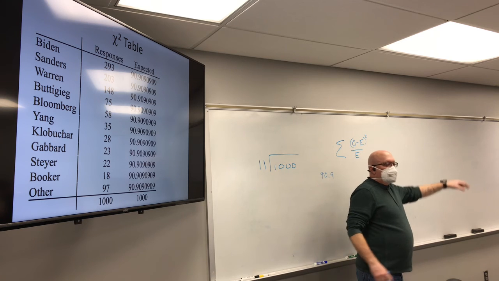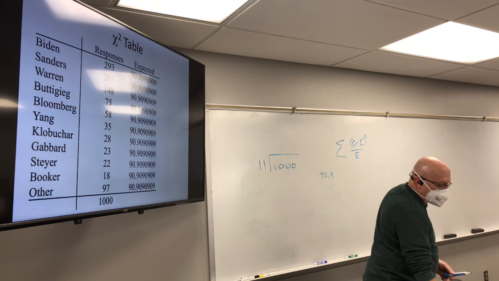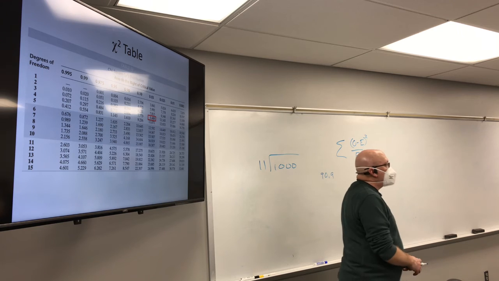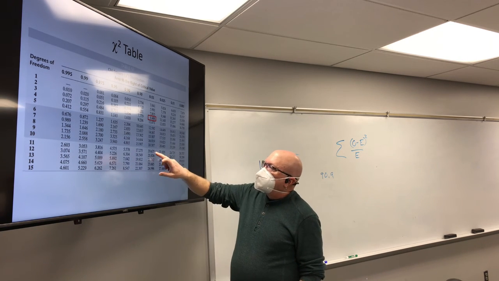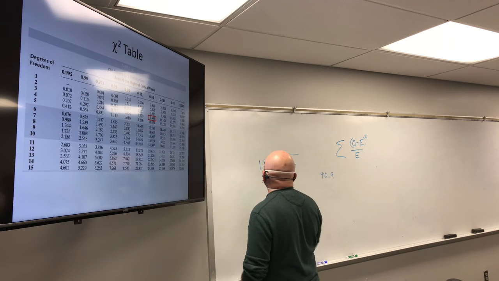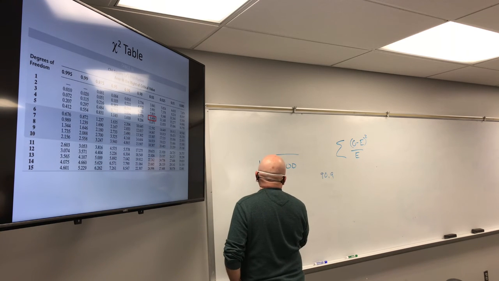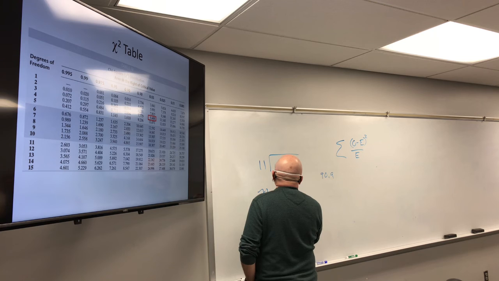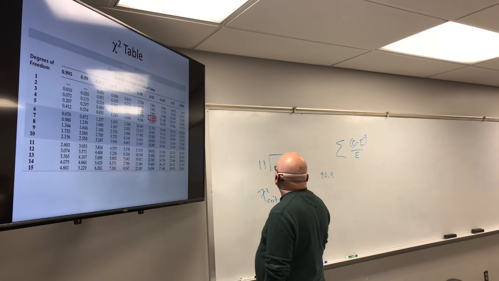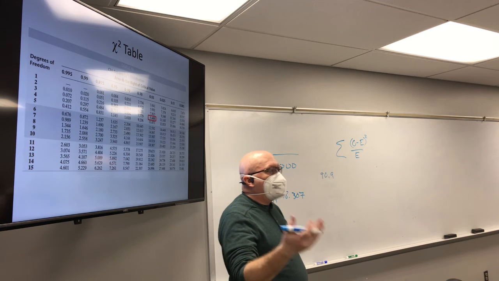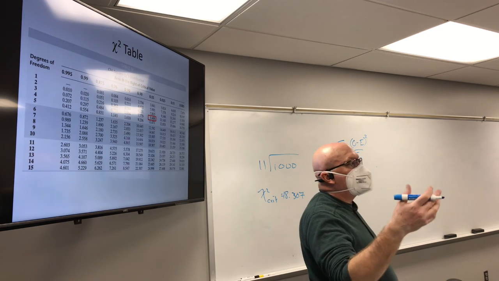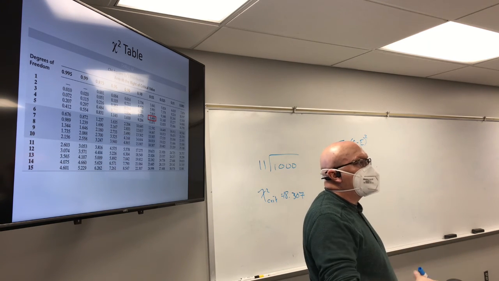For these candidates, there is a chi-square table. In this case, since you have 11 candidates, you would have 10 degrees of freedom. So the chi-square critical value is 18.307. So if your chi-square statistic is bigger than this, then there is a preference. If it's lower than this, there isn't a preference.